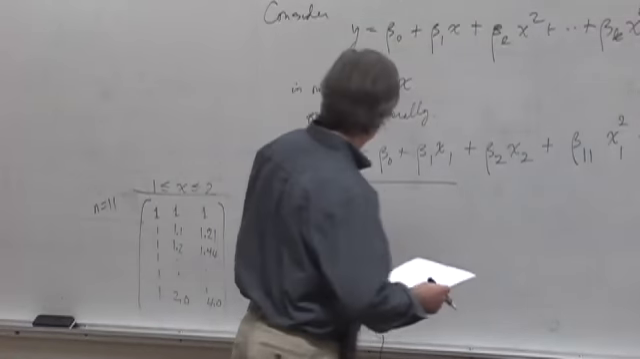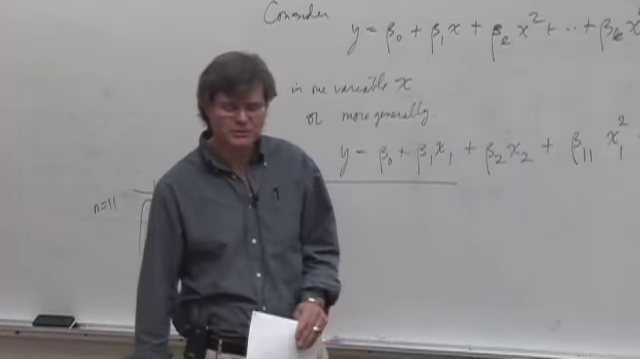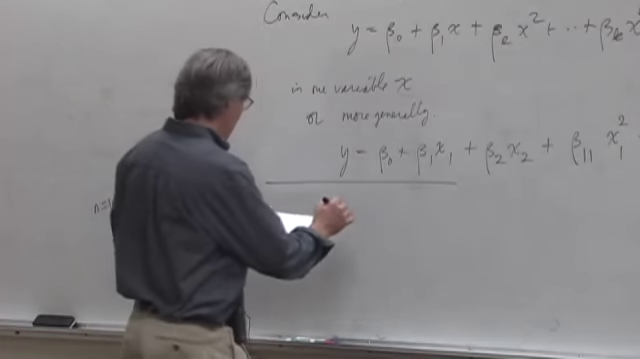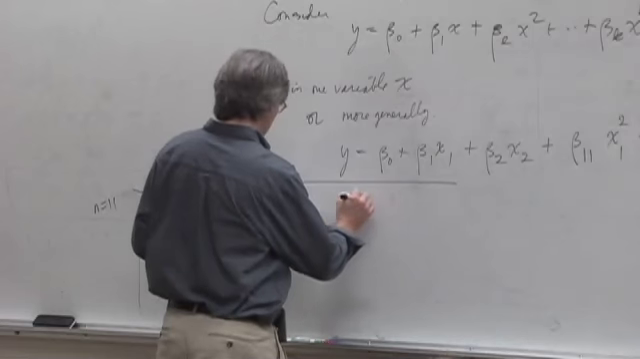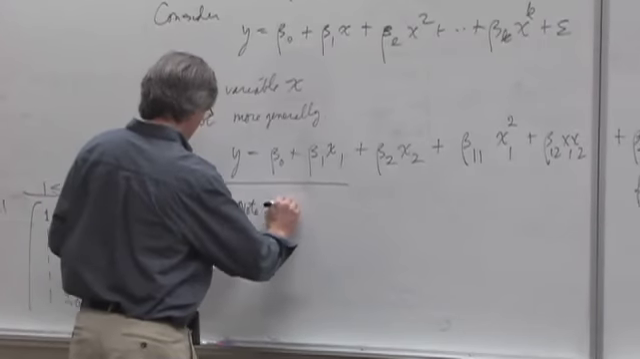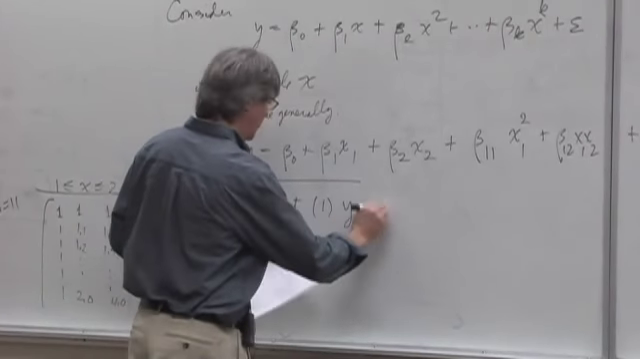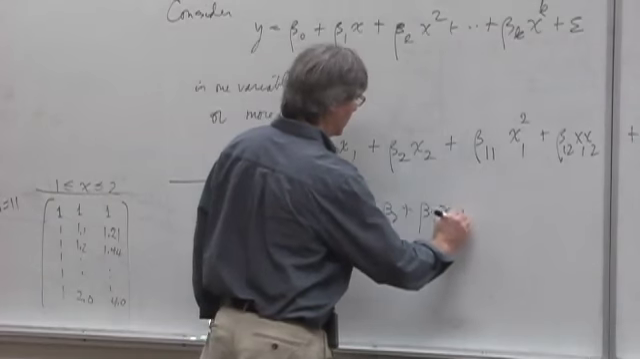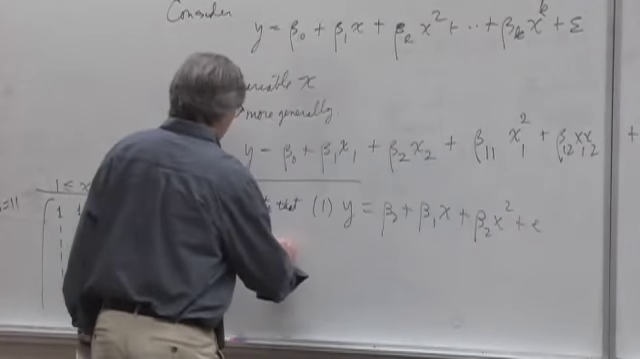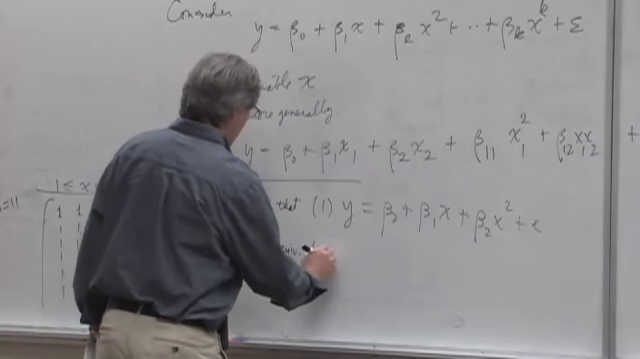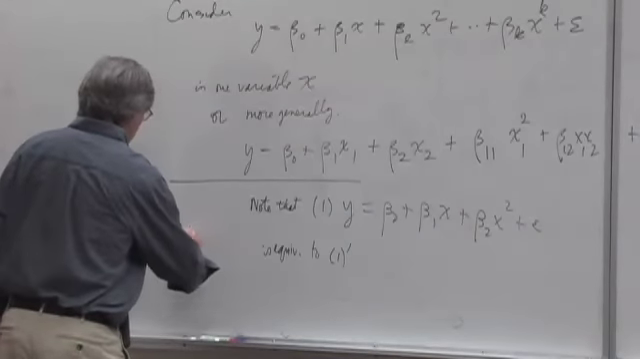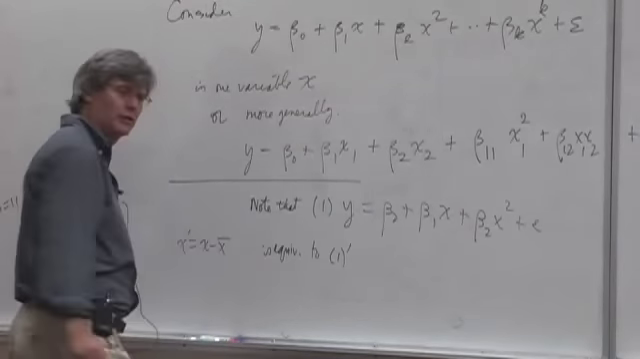Now the author also mentioned something about variance inflation factors, but I'm going to put a kind of caveat on that, as we'll see in a second. Note that y equals beta 0 plus beta 1 x plus beta 2 x squared plus epsilon is equivalent to model 1 prime. What I'm going to do is define x prime equals x minus its average. Okay?